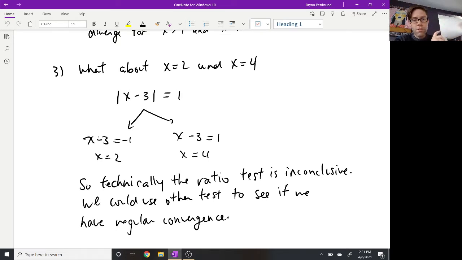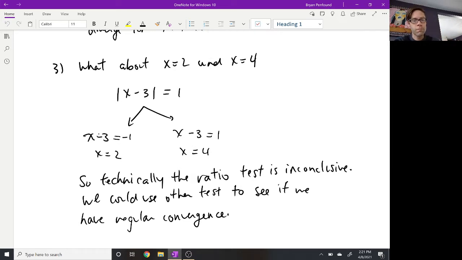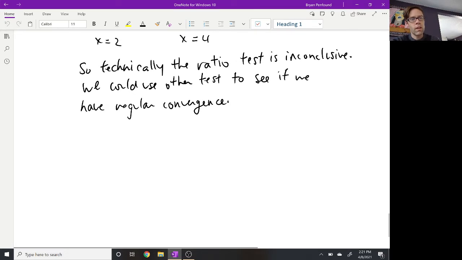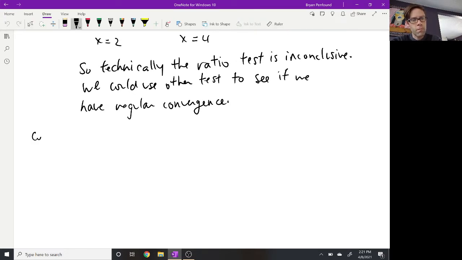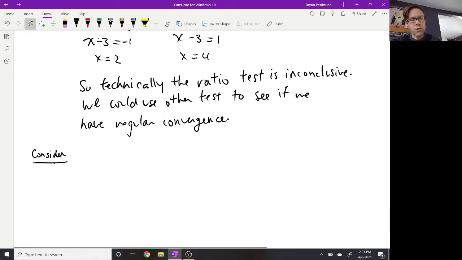So what we're going to do just to finish off this question is to take a look at those two specific x values. We're going to substitute these x values into the power series, see what happens, and see if we can come up with a test that's going to let us know whether or not these endpoints are going to be convergent or divergent. So first, let's consider, which one should we do first? Let's do x equals 2 first.